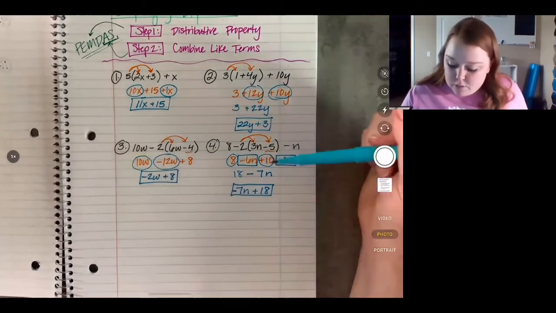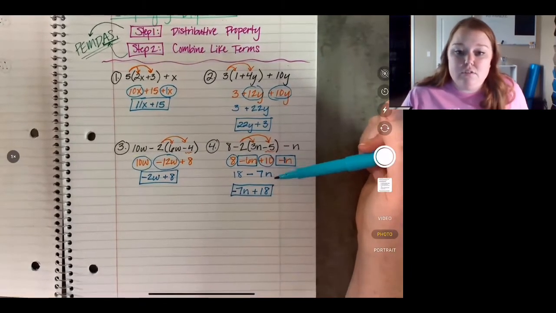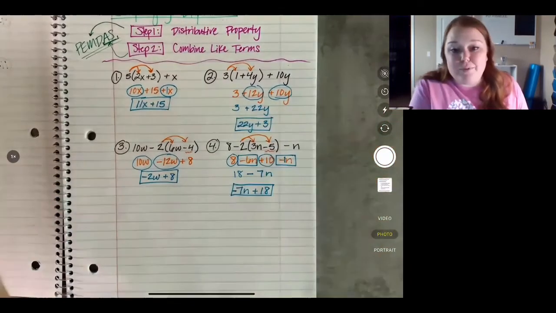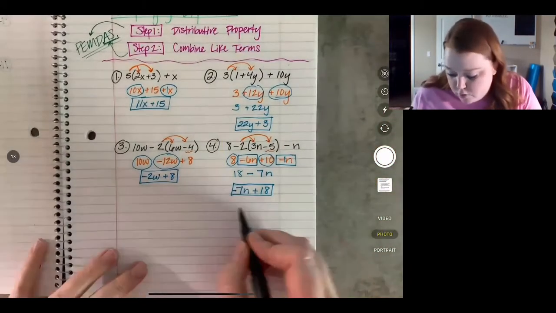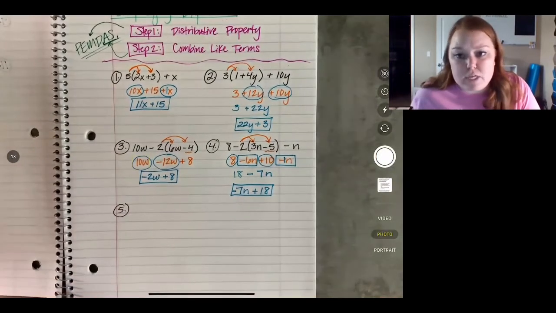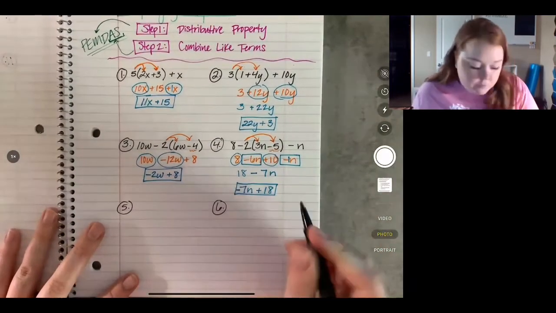Okay. If this process right here, going from 18 minus 7n to negative 7n plus 18, is confusing to you, please, please, please, let's set up a time during office hours or hawk time, and we'll go over that. It won't take long. I'll help you out, okay? Okay, here we go. 2 more.